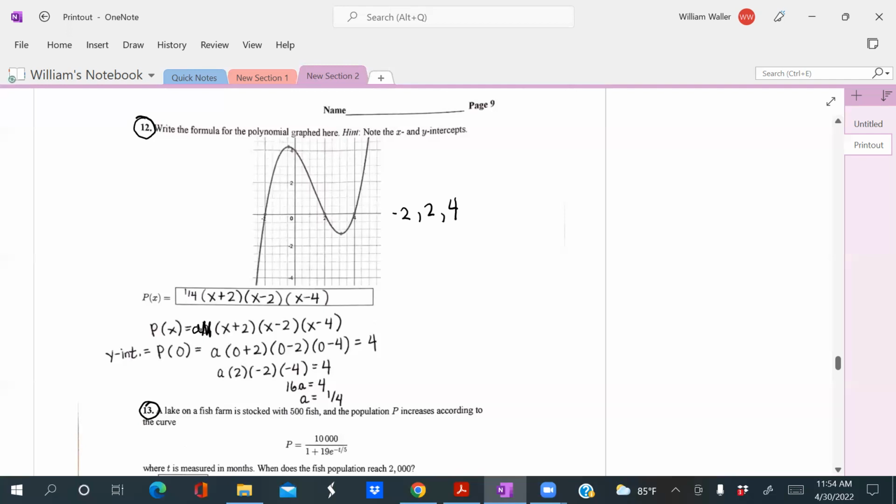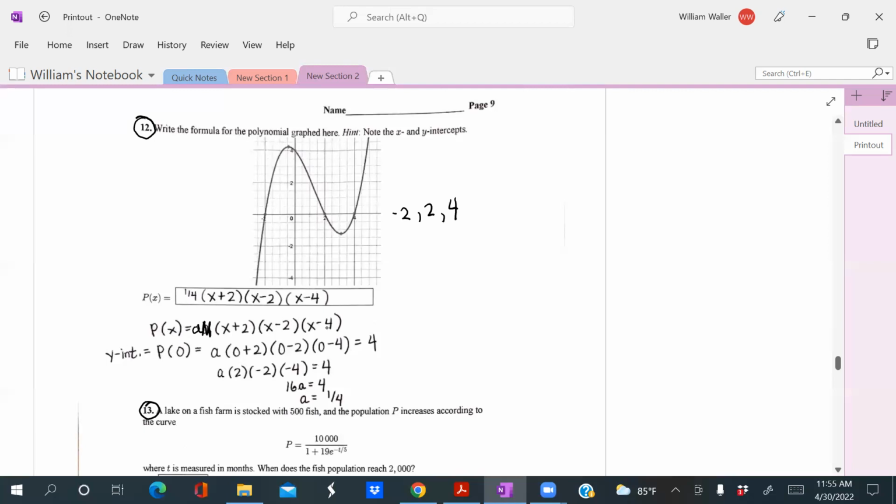I've got to figure out the right value for A, so that this formula matches the graph exactly. I know the x-intercepts are going to match, but how can I make sure the rest of the graph matches this formula? Well, what do I know about the rest of the graph? Not a whole lot, but I can see the y-intercept here is 4. That's a really important clue. The y-intercept of my function has to turn out to be 4. So how do you find the y-intercept of a function? You evaluate p of 0.